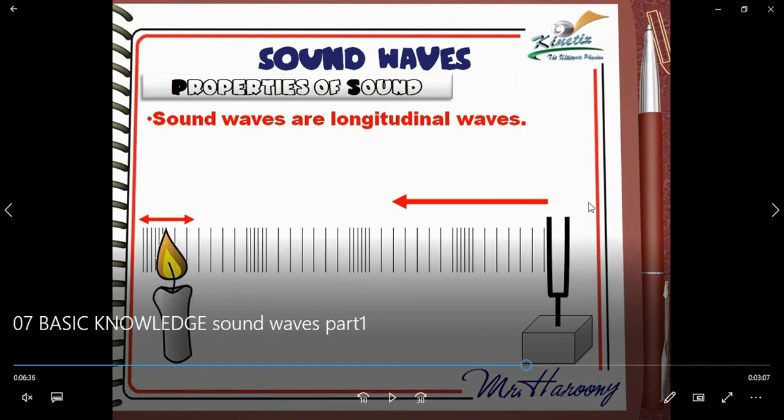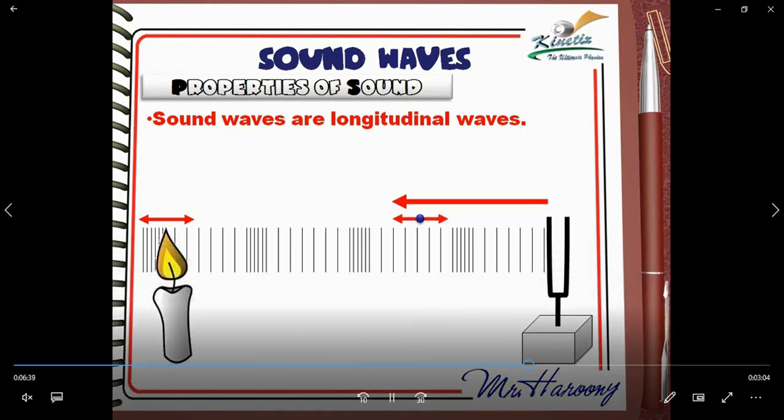See over here this tuning fork. If you hit the tuning fork with a pith ball, the tuning fork will move left to right, and whenever it moves left to right, you can see the wave going from right side to the left side. So this is the direction of the wave, and this is the direction of vibration for the particles. Both of these are parallel, so this is a longitudinal wave.